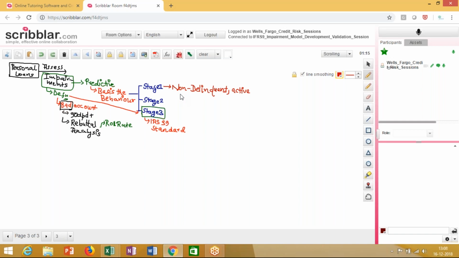The repayment capability has gone down. And then I face a significant increase in credit risk. So this is what we call our SICR. SICR stands for significant increase in credit risk.